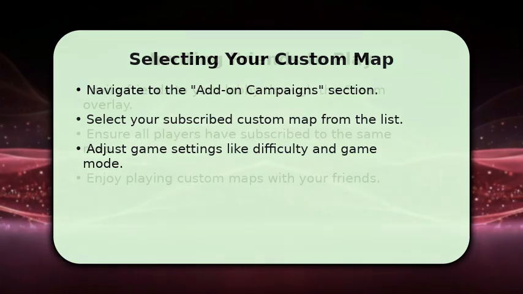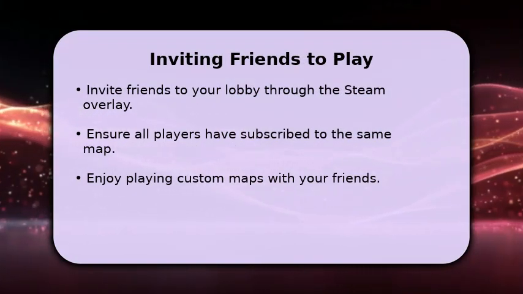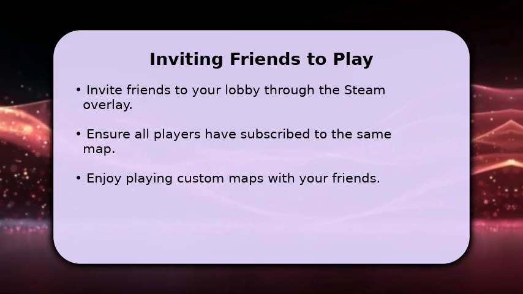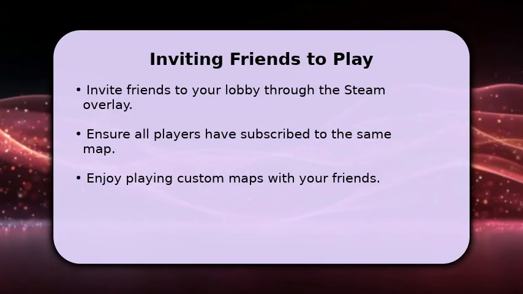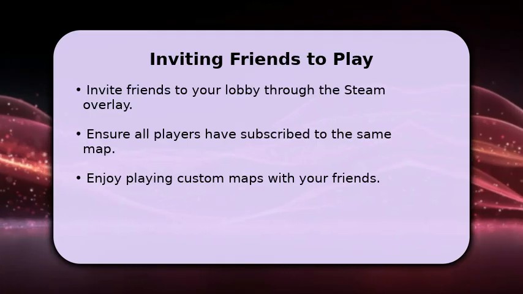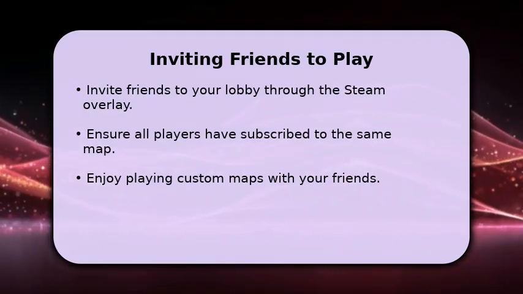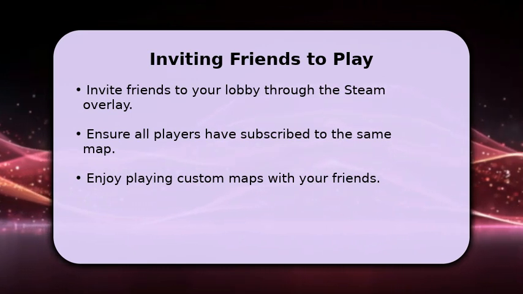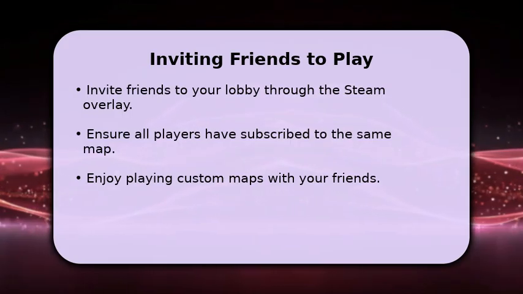your group. With your custom map selected and settings configured, it is time to invite your friends. Open the Steam overlay by pressing Shift+Tab. From your friends list, right-click on their names and select Invite to Game. Remember, for everyone to join and play successfully, each friend must also be subscribed to the exact same custom map in the Steam Workshop. Now, you are ready to enjoy countless hours of new content.